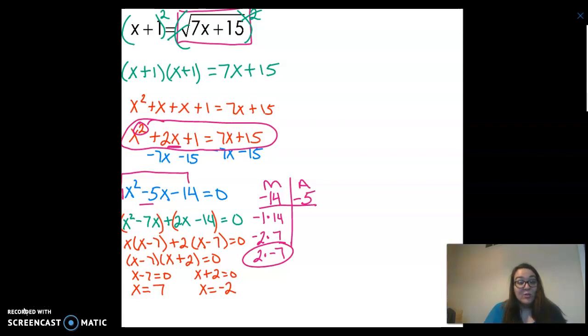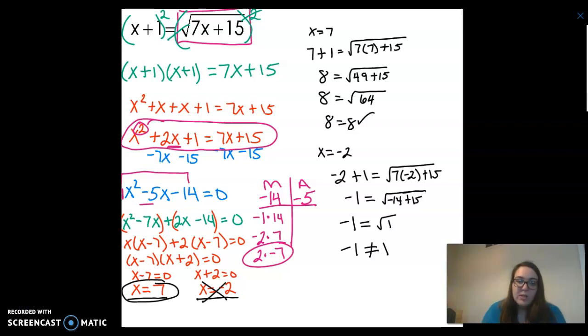Now I can't say those are my answers yet. What I want you to do is I want you to check both answers. So you need to check the 7 and the negative 2 and see if they work. Alright, so I checked both answers there. I got x equals 7 to work, and I got x equals negative 2 not to work. Now the moment that I got this square root equals a negative, I actually could have stopped right here and said no, it will not equal. But I went ahead and went all the way to the end to show why negative 1 cannot equal 1.